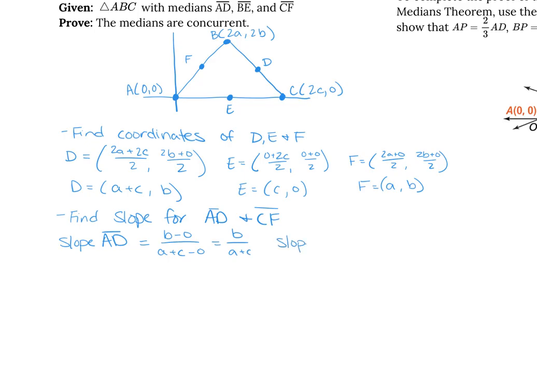My slope for CF is b minus 0 over a minus 2c. So that will simplify to b over a minus 2c. So I have my two slopes. Next, I want to write an equation for those two medians.